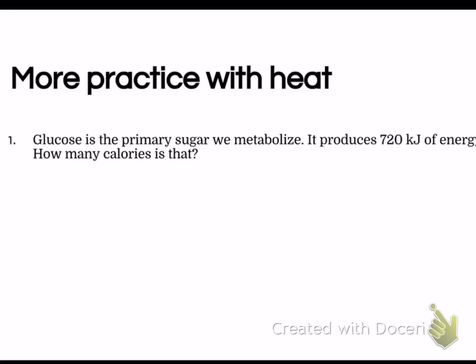Okay, so here this says glucose is the sugar we metabolize. Metabolism is how our food becomes useful energy. It produces 720 kilojoules of energy. So how many calories is that? Okay, so I want you to solve this one. This is going to be in Top Hat. You're going to pause the video and go ahead and enter your answer for the number of calories. We're talking regular calories here, not kilocalories.